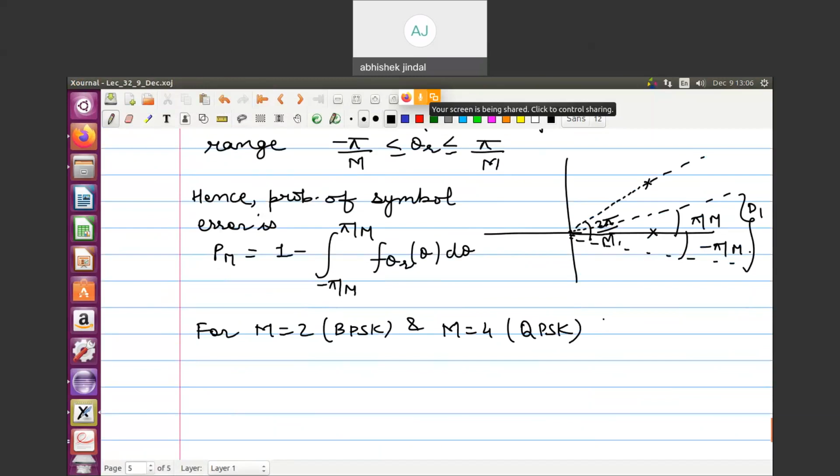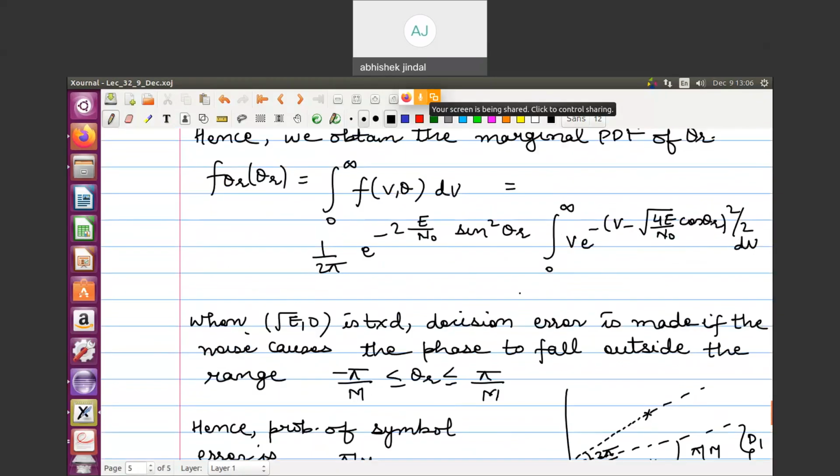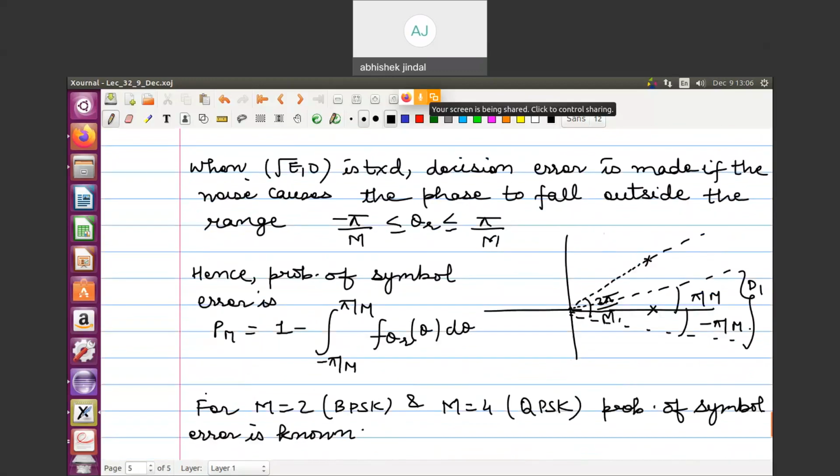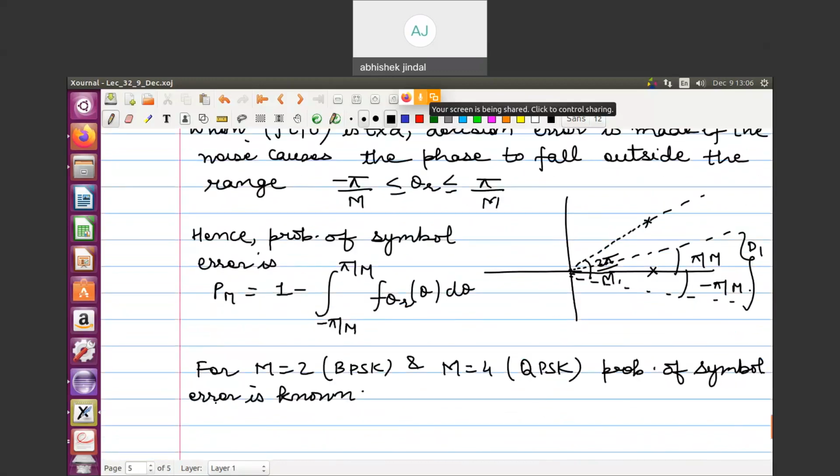The probability of symbol error is known to us. Remember, this is not bit error we are discussing; we are discussing symbol errors when we talk of QPSK and MPSK. For BPSK this is the same as bit error. So the probability of symbol error is known, we have derived them. Let us check: if you put M as 2 and M equal to 4 and solve this integration, you will get an answer, and that answer will match the expression which we got.